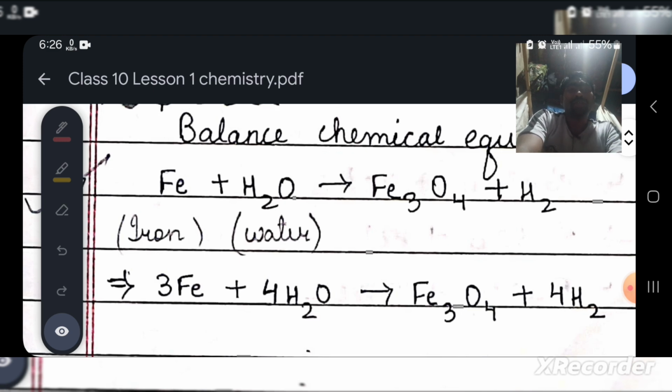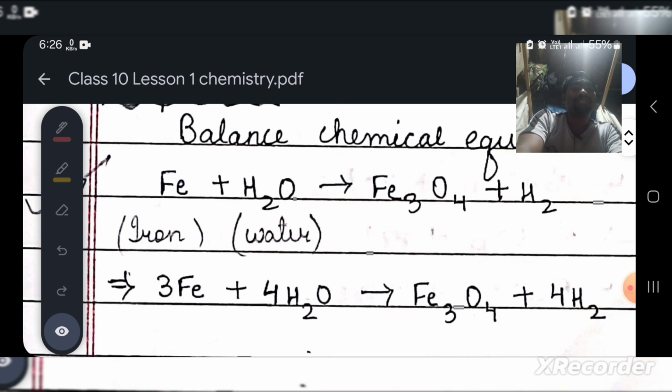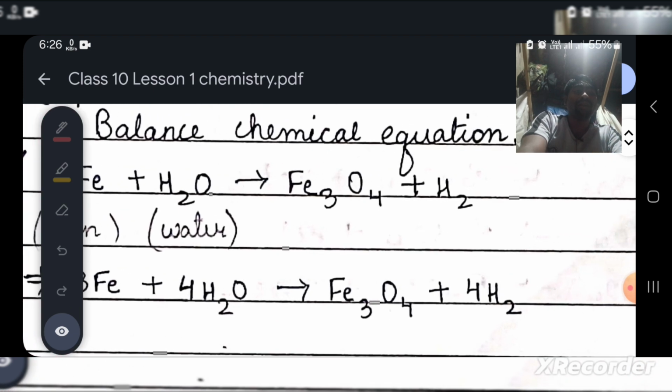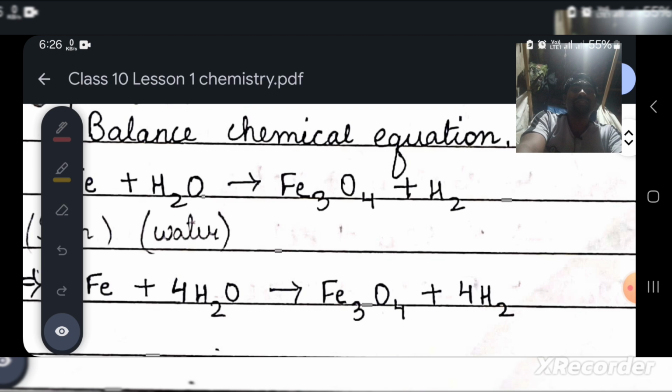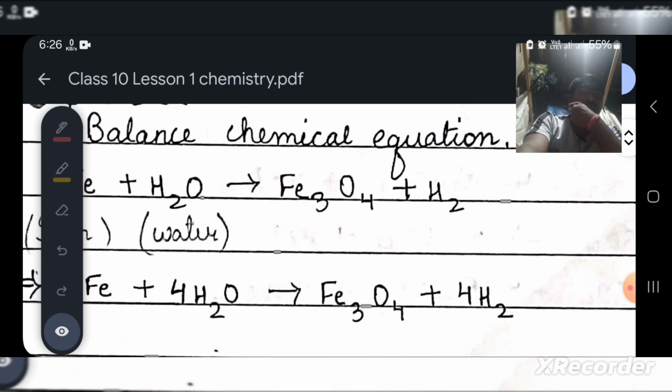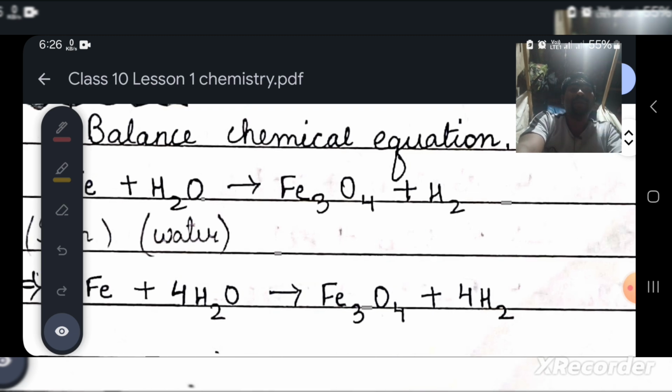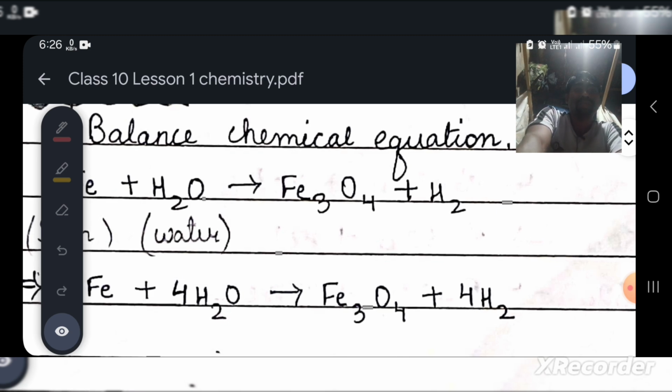Look now. On the reactant side there is 3 Fe, means 3 number of iron is there. And on the product side there is Fe3. There is also 3 number of iron there. Okay, this one is balanced. Now after that there is hydrogen. We have seen hydrogen is balanced on both sides. But in oxygen, in the question you can look that on the reactant side there is 1 oxygen, on the product side there is 4 oxygen. So what will we do?